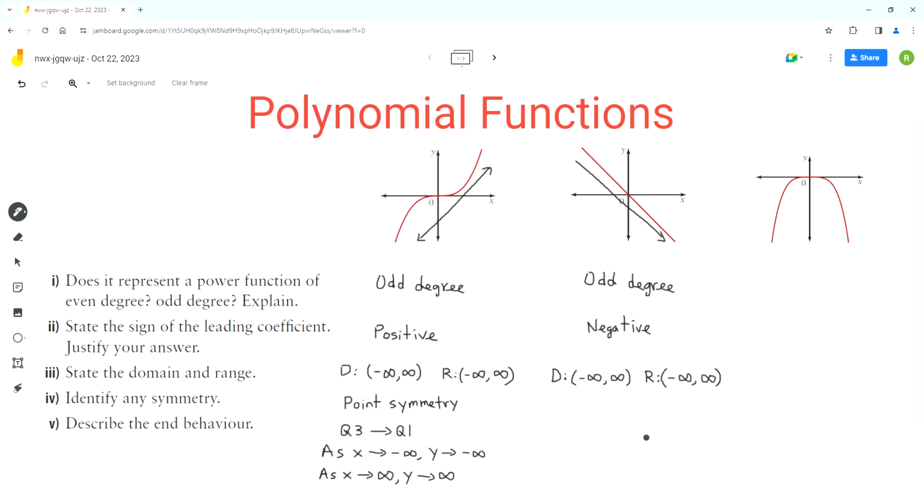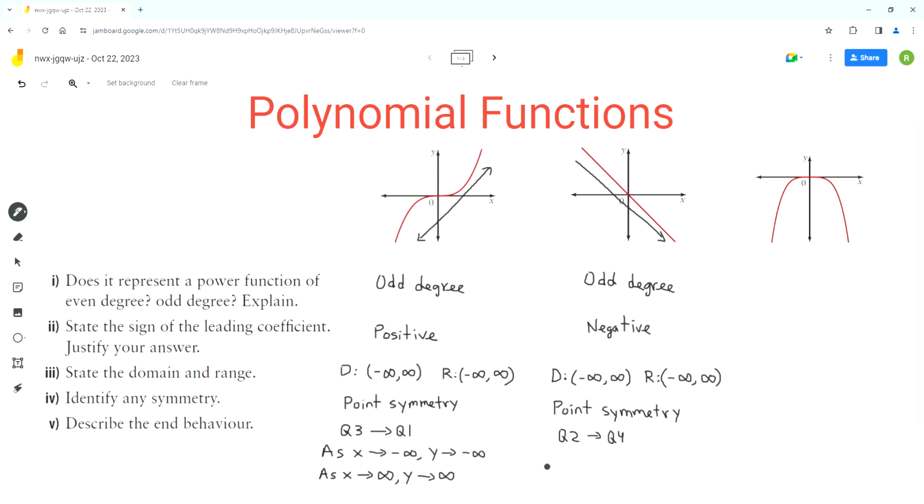Now this graph has point symmetry, because if you rotate this graph about the origin 180 degrees, you will get the same graph. So that's why this graph has point symmetry. And now we can describe the end behavior. In terms of quadrants, the end behavior will be from quadrant 2 to quadrant 4.